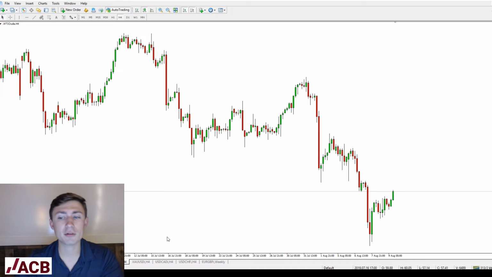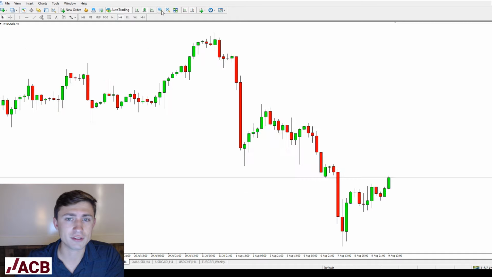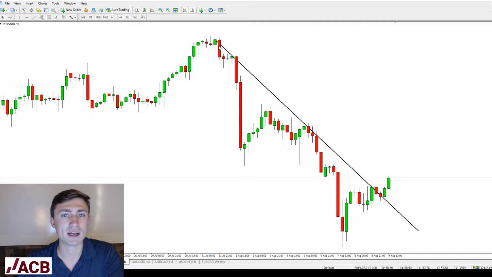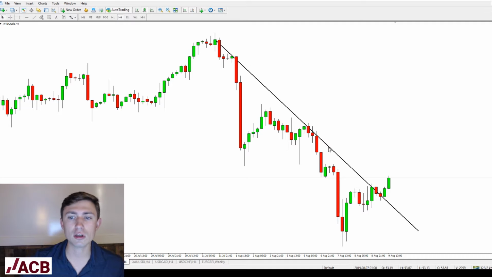So WTI crude is the next one. Excuse me. And WTI crude has a similar structure. If you can see on the 4 hour time frame, we can also draw the trend line here a little bit cleaner. Actually, you can see on the 4 hour time frame, we did get that kind of slow chatter down, right?